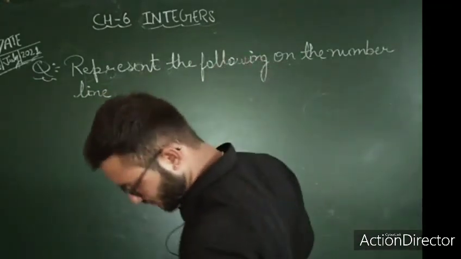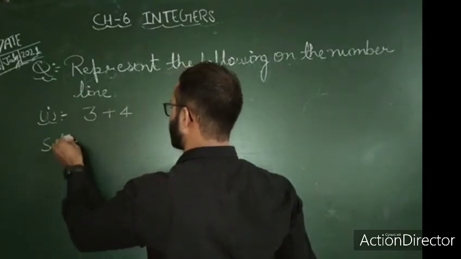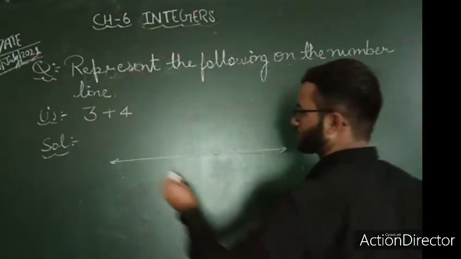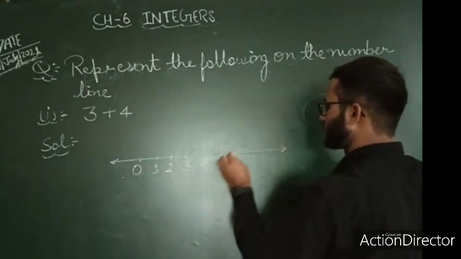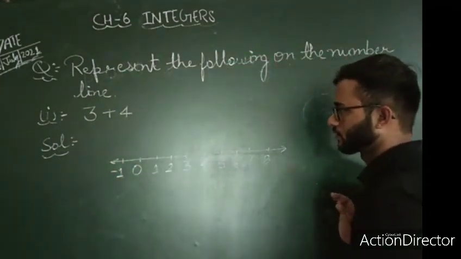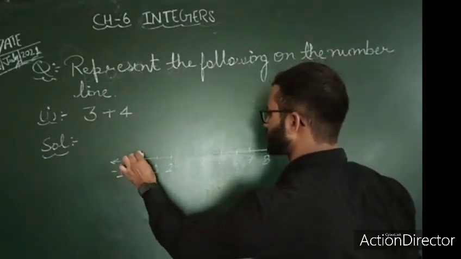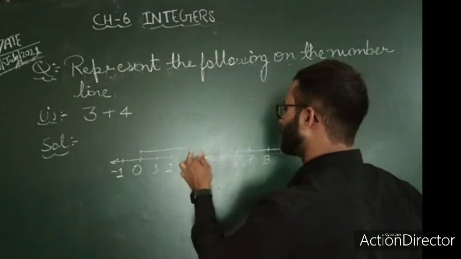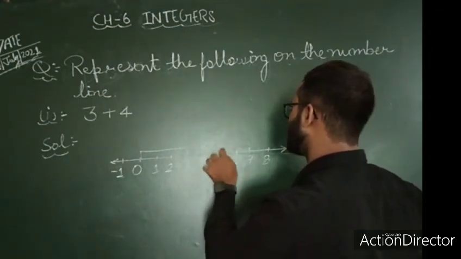Right? So the first number is 3 plus 4. Okay, so here first we draw another line. Write numbers like 0, 1, 2, 3, 4, 5, 6, 7, 8, and then write minus 1, minus 2, minus 3, okay? Left-hand side to 0. Now here we add 3 plus 4 on this number line. So here start from 0. So here first jump 3 numbers. 1, 2, 3. And after that, we again jump 4. So here we add 4 steps forward with 3. 1, 2, 3, 4.